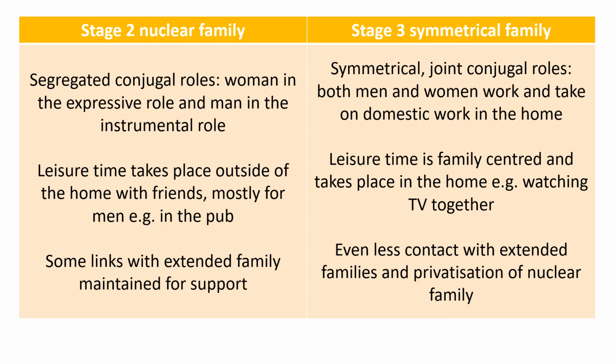So in your notes on separate paper, I'd suggest that you write down these points here on this table, and I'm just going to talk through them. When I'm talking about this stage 2 nuclear family, I'm talking about Parsons, so I'll just put a P here. So Parsons' idea of the stage 2 nuclear family after industrialisation. And then Willmott and Young argue that as we move into the 70s, things have changed again. So we've got Willmott and Young there.